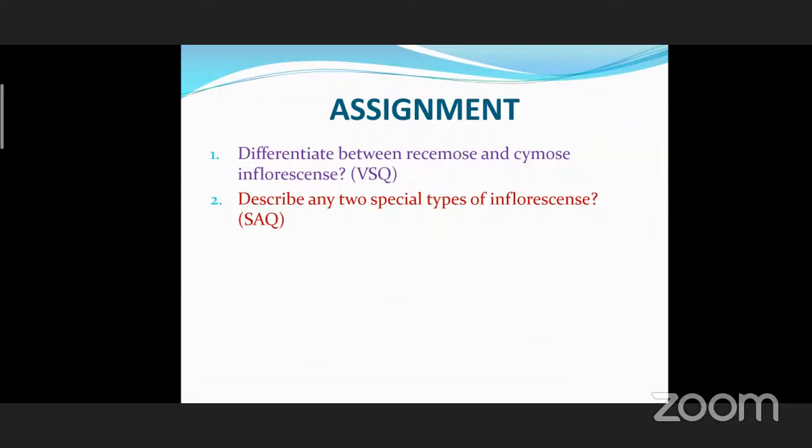Today's assignment. Differentiate between racemose and cymose inflorescence. A very short question, a 2 marks question. Write racemose and cymose inflorescence. And the second question, describe any 2 special types of inflorescence. A short answer question, that is a 4 marks question. Definitely draw the diagrams.